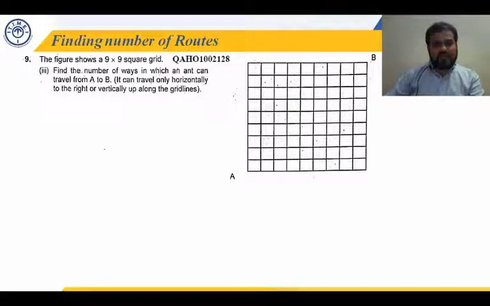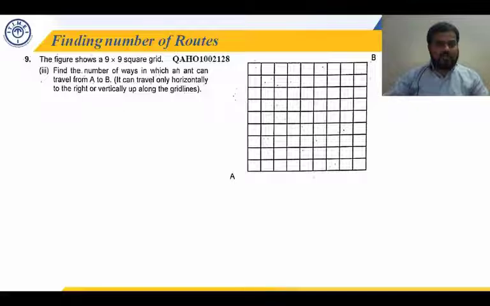This figure gives you a 9 cross 9 grid. In the previous example, we had a 5 cross 3 grid. This is a symmetrical grid, 9 cross 9 grid. So we are doing the third part of this question, question number 9, third part. The other 2 parts we'll see how to deal with them later.